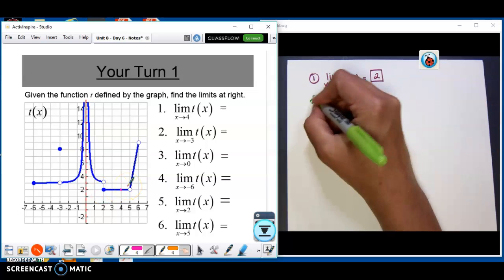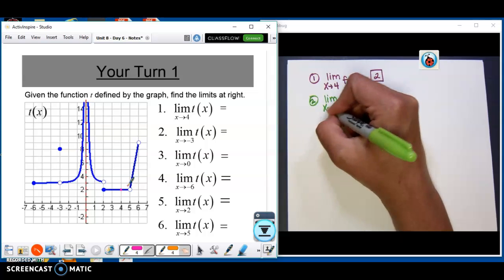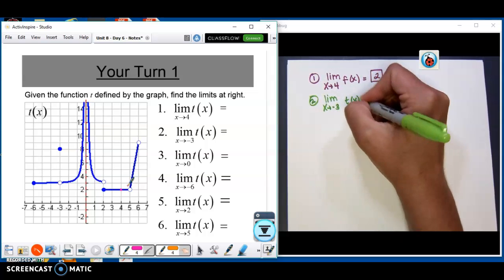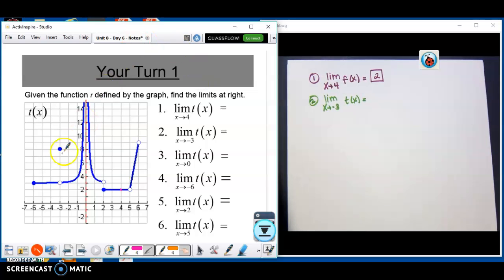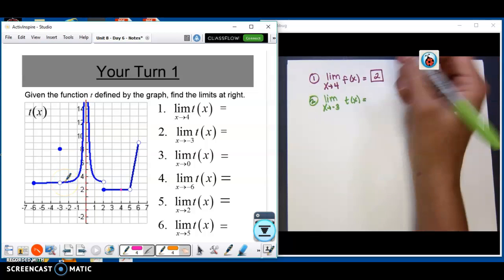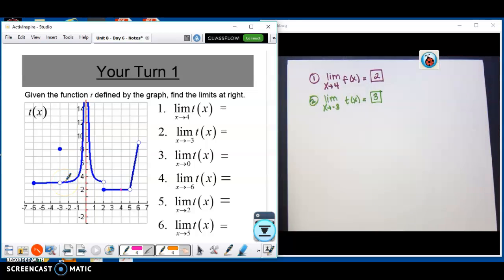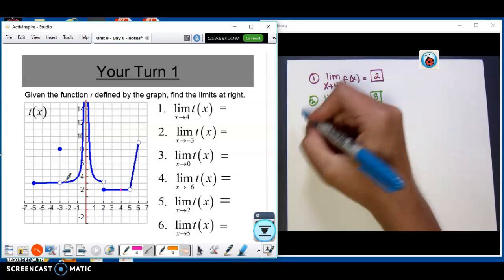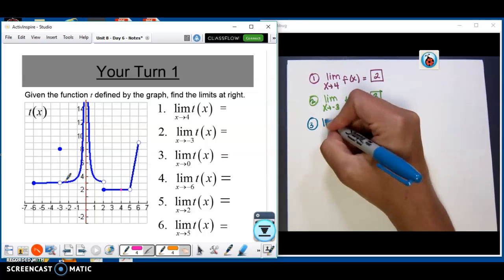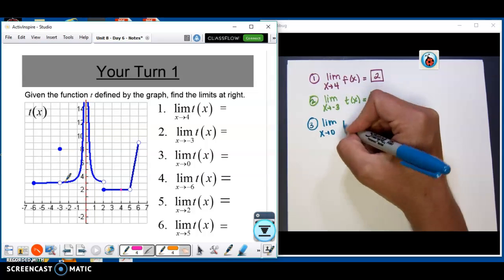So for the second one, the limit as x approaches -3 of this graph. Okay, so if we find -3, here's -3. Now -3 has a hole, but it's okay. If we come in from the left, we approach 3. If we come in from the right, we approach that y value of 3. So even though there's a hole here, it's perfectly fine, but if you come in from the left and from the right, you're both approaching that +3 as your y value. Alright, so then for number 3, the limit as x approaches 0.